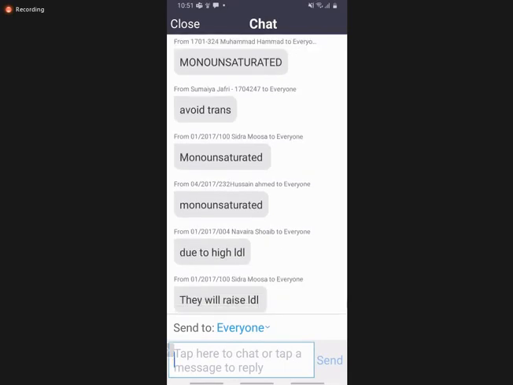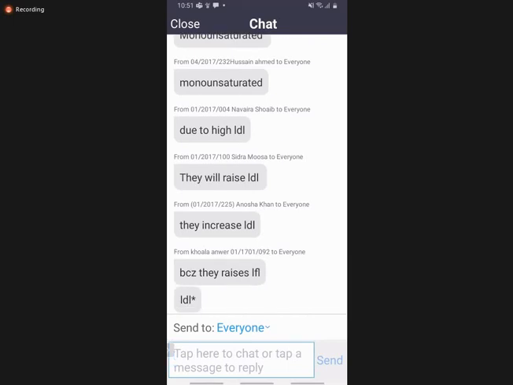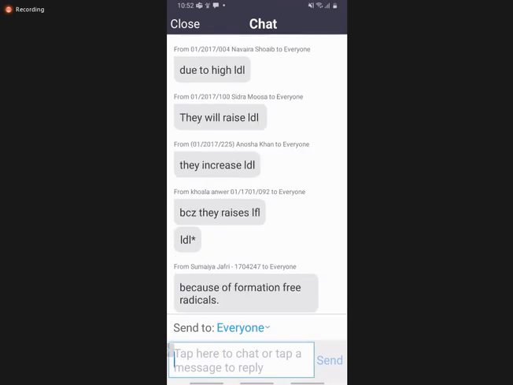No, due to high LDL. Exactly, this is the point. What do they do when they raise LDL? I will tell you. They reduce the expression of the receptors that remove cholesterol. I think you missed that point, but I tell you why these trans fatty acids or saturated fatty acids are harmful: because they increase the LDL, and when they increase, it causes the reduction of the expression of those receptors that help in the removal of the cholesterol. Also due to the formation of free radicals, it's good, but the most important point is it reduces the expression of the receptor.